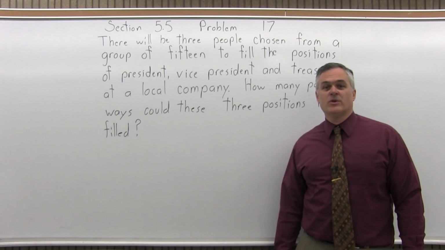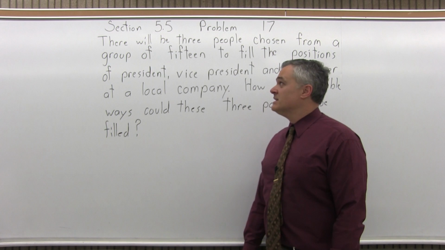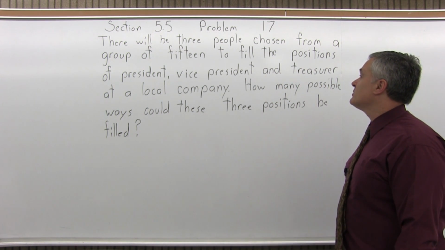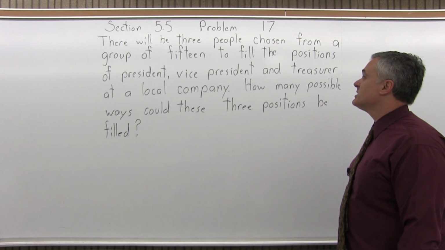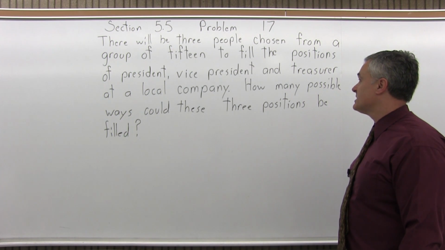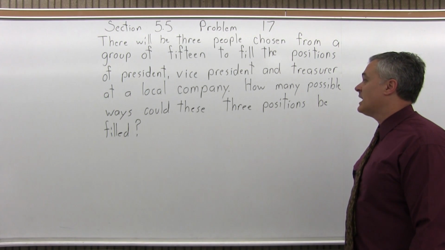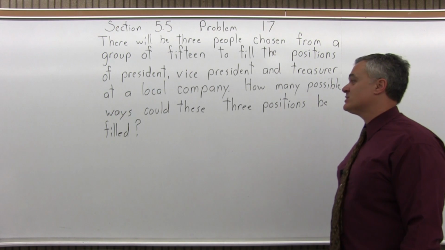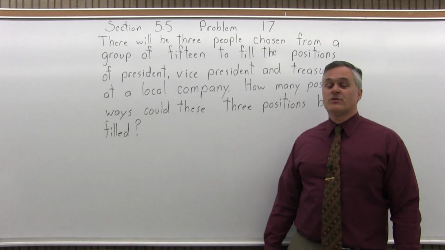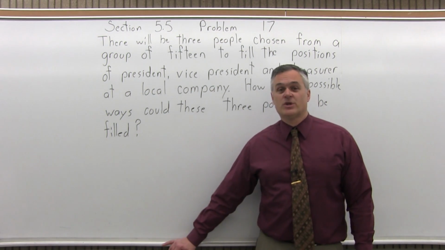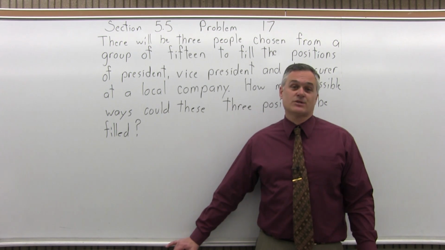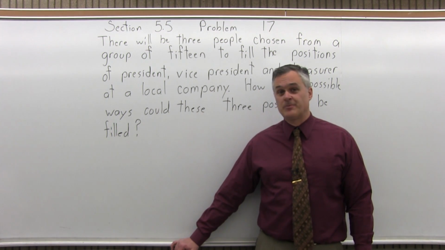This is Section 5.5, Problem number 17. It says, there will be 3 people chosen from a group of 15 to fill the positions of President, Vice President, and Treasurer at a local company. How many possible ways could these 3 positions be filled? So first we have to figure out what type of formula we're going to use to answer this and then actually do the math to answer the question.